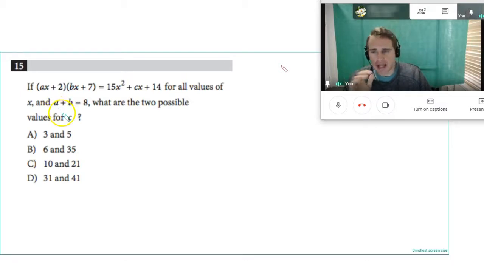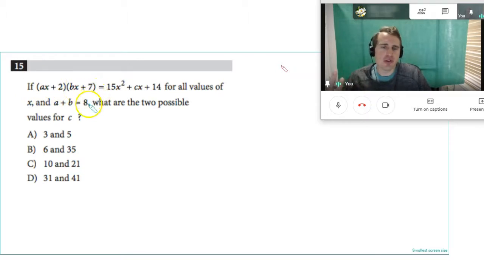But listen to what I'm saying. Whenever you have multiple letters, it's easy to try to just start hacking away at it. Try to think about it logically. So a plus b equals 8 is an additional fact they give us. They're basically saying, look, here's another fact. But we should be able to determine certain things from the above equation. Now look at the equation on the left. Do you see that you've got (ax + 2) times (bx + 7)?